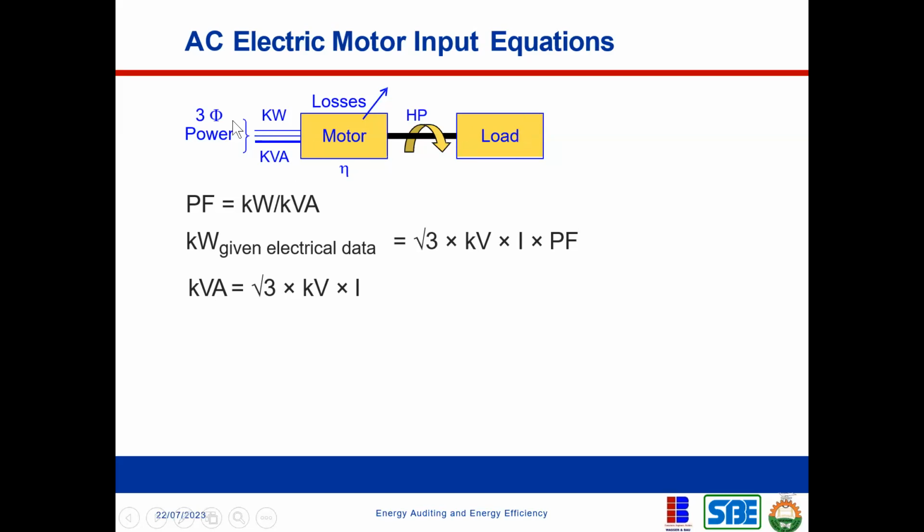So what comes into this motor is kilowatt electrical. What comes out of this motor is kilowatt mechanical. Please get this concept. What comes into a motor is kilowatt electrical. The energy form that comes out of the motor is kilowatt mechanical. So now the input, the kilowatt electrical, this is how you calculate it.